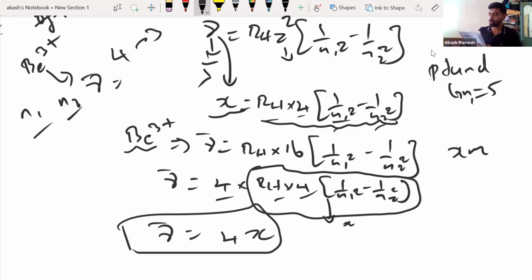Okay, so you know what values you have to take for Lyman, Balmer, for shortest to longest, right? Everything is given to you. Just apply the formula very simply, very easily. You can do this. Very simple. Obviously, the answer will again come in terms of X.